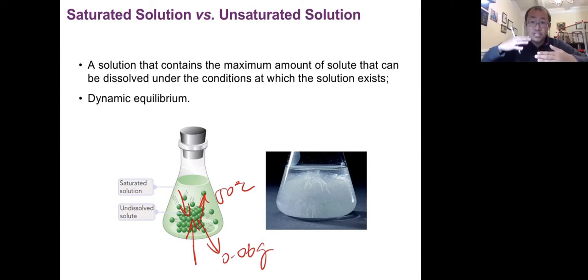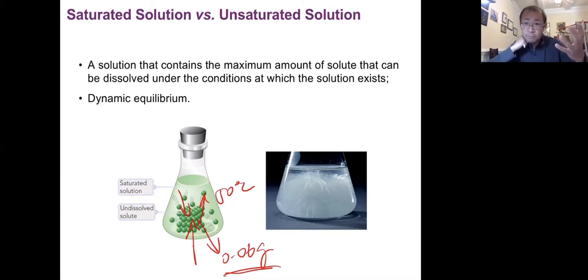Macroscopically, you don't see a change, such as here. You always see 0.06 grams here, but that 0.06 gram keeps changing. Something is going off, something is coming back. So that solute won't stay the same, but the amount is always 0.06. That's what we call dynamic. Dynamic means what? They're always moving back and forth.